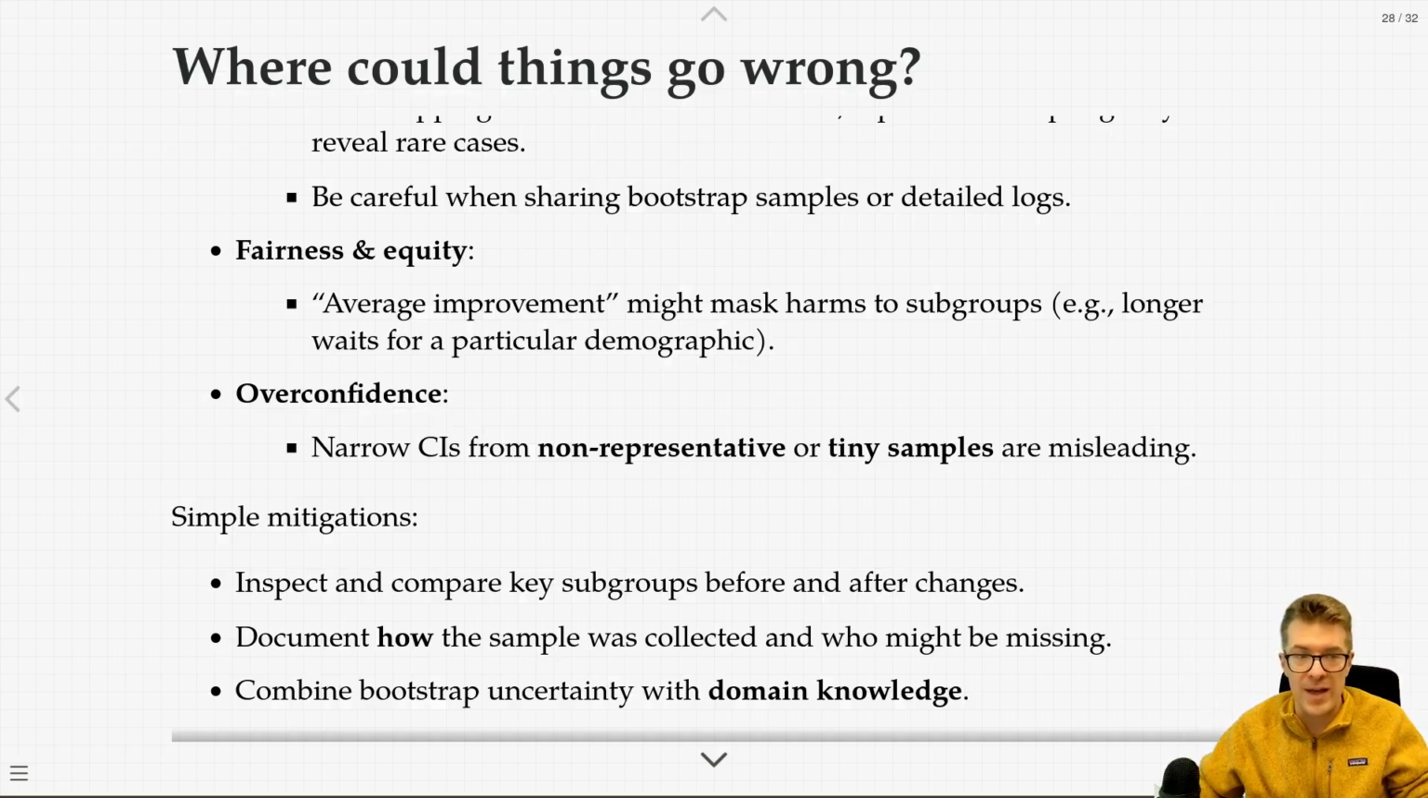So again, the same old mitigations to these kinds of problems apply. You'd inspect and compare subgroups before and after any kind of changes or any kind of intervention you're doing, like we saw with the website. You'll have to document how the sample was collected, who might be missing, and try to expose any kind of biases that way. And then you'd combine bootstrap uncertainty with some domain knowledge.